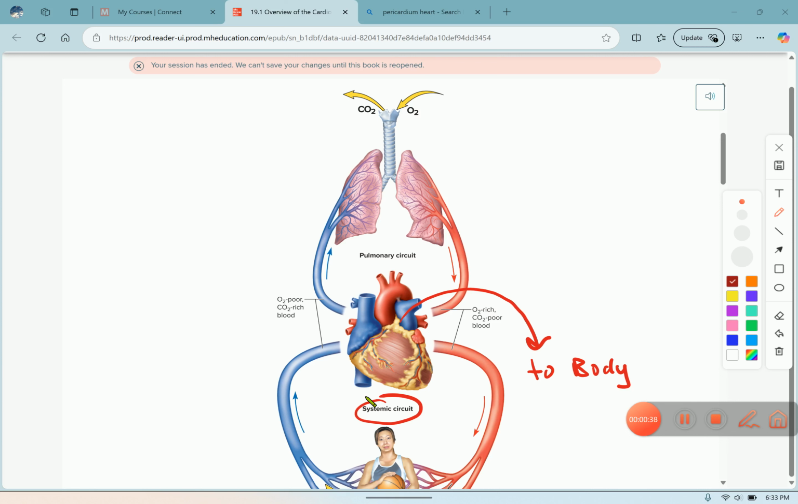And then the blood has to come back to the heart via the vein system and has to go through pulmonary circulation. So the blood has to go through the lungs in order to get oxygenated. And then once it gets oxygenated, it will return to the heart and then eventually get pumped back to the body.